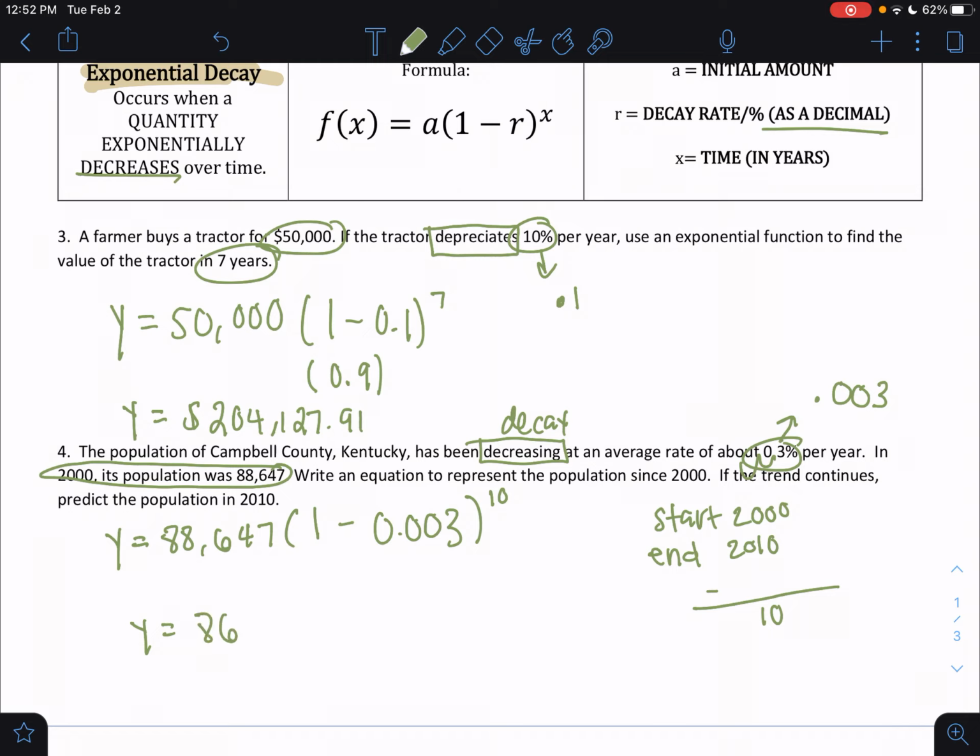And you should get 86,023. And you're going to get point something, but you always want to round down on these ones because you can't have a fraction of a person. And so you have to round down.